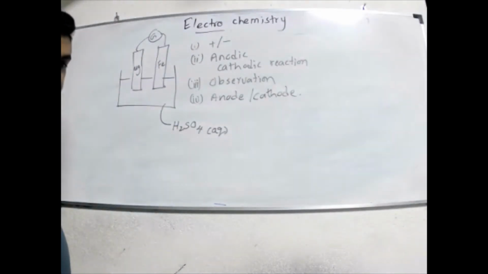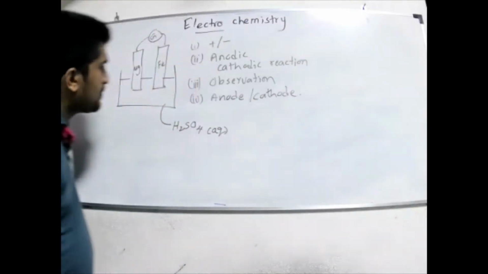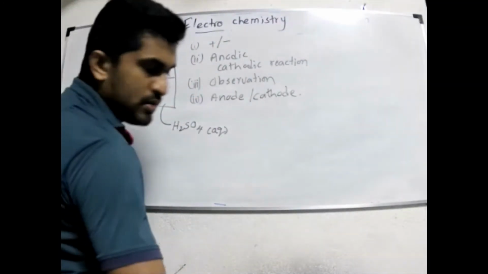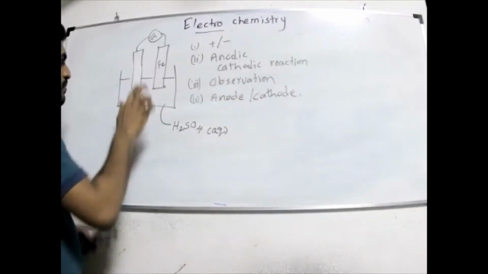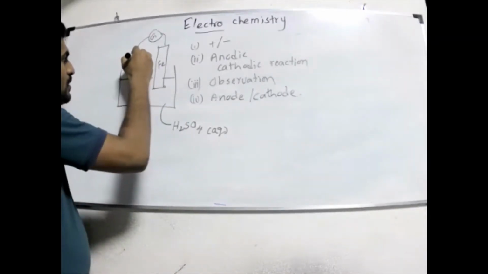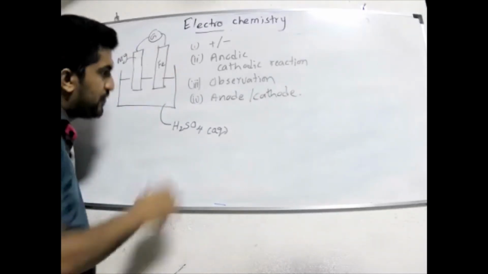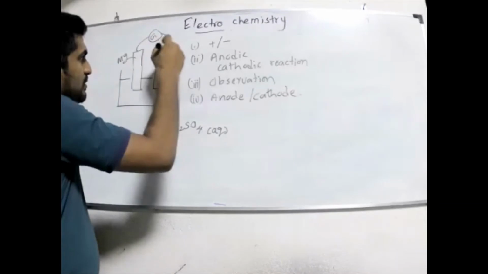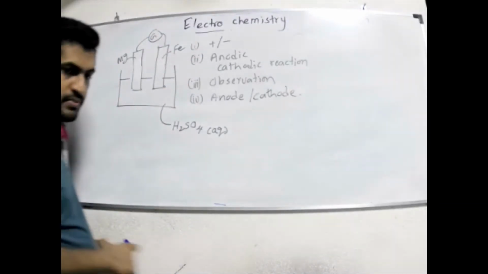Copy this. What is in the anode? This is magnesium. This is iron, Fe. Magnesium and iron.